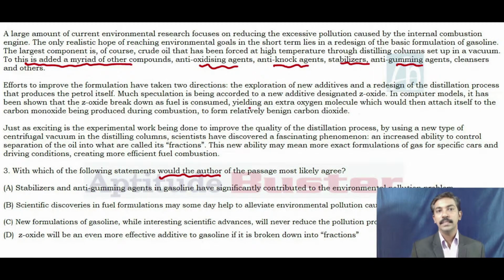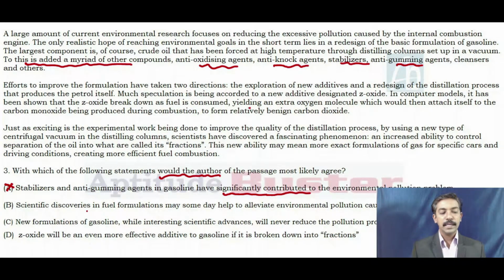passage opens. The current environmental research focuses on reducing the excessive pollution. It doesn't say that these agents, be it stabilizers or anti-gumming agents, have significantly contributed to the environmental pollution problem. They have been used to bring down or lessen the pollution. They don't contribute significantly. Therefore, option A is a wrong choice.